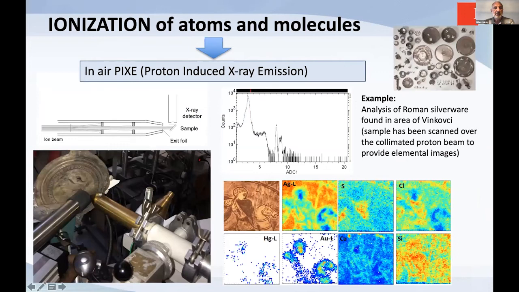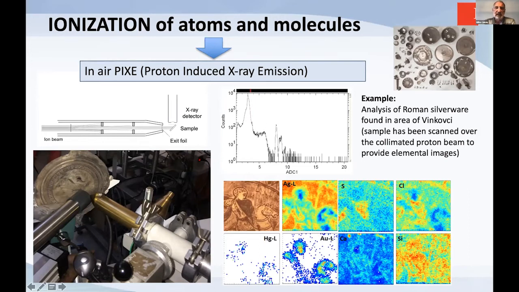So, as I said, the beam is directed onto the sample, and you have to put the X-ray detector very close to the sample. This is one simple arrangement of the external beam, so we could bring the beam outside of the vacuum tube. This is the exit foil, which is typically aluminum or silicon nitride. The beam is directed towards the sample, which was a plate of some Roman silverware, and here is the detector. And as you can see, the spectrum is rather simple. There are just a few elements.